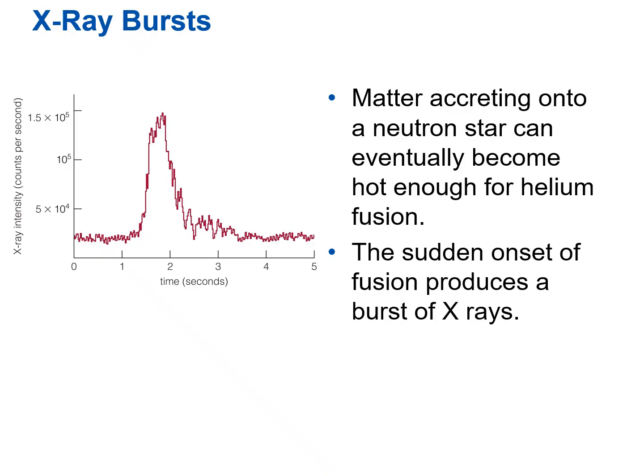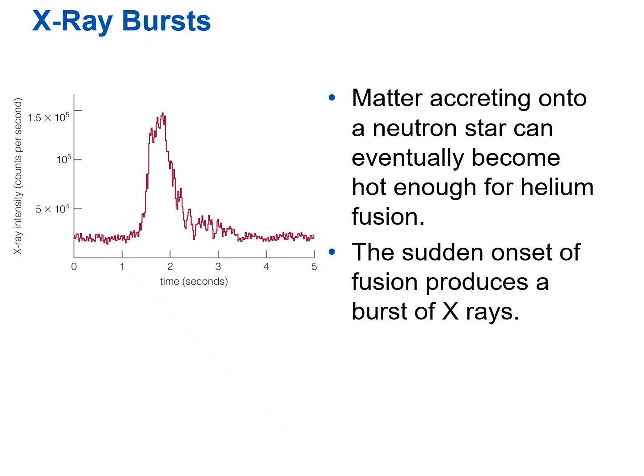Matter accreting onto a neutron star can eventually become hot enough for helium fusion. Now, this is exactly what I described in the previous video with a white dwarf. The same thing can happen. If that hydrogen builds up enough, it can fuse into helium. The only difference really is that everything that happens with a neutron star is much more dramatic just because of the higher gravity. And so this sudden onset of fusion produces a burst of X-rays.